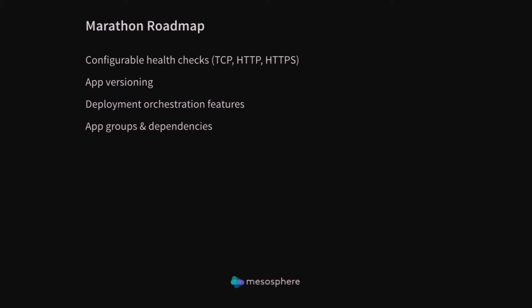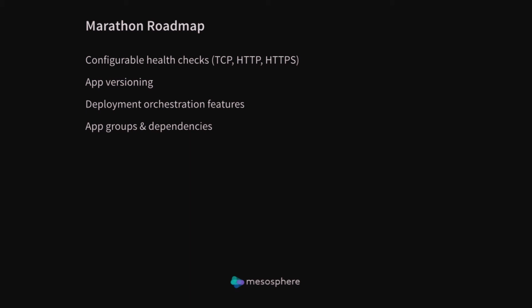One thing that got merged recently is app versioning, and that's sort of the basis of the other two features. App versioning just means every time you change an application, you edit something, it gets a new version, so you can roll forward and roll back. And what that enables us to do is deployment orchestration features. So being able to do a staged rollout, for example, a canary model where we deploy one instance of the application, we wait till the health check gets green, and then we roll it out more, things like that.